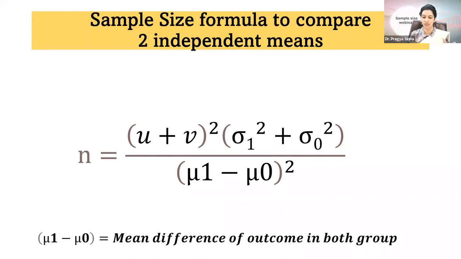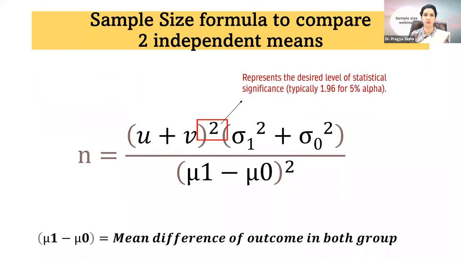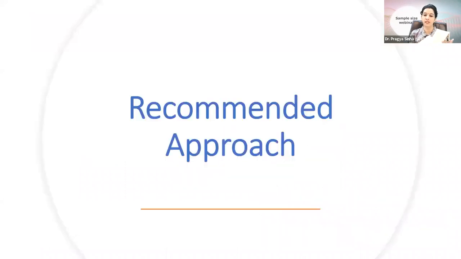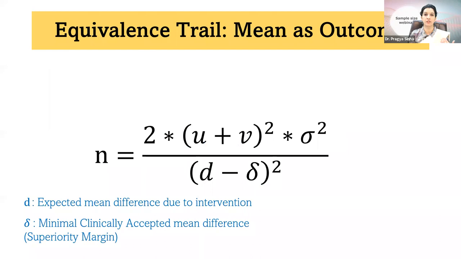Again, we did that for the mean. This U and V, now you know what is this U and V. And this sigma 1 and sigma 0 is the standard deviation in the exposed and in the non-exposed. And this mu1 minus mu0 is the mean difference. But this was for the equality, but for this equivalence trial, mean as an outcome, this is the formula where (u plus v) square multiplied by sigma square, and in the denominator, this is important. That's why the sample size calculation formula is not the same, because here this delta, the margin which you define, that is there in the denominator, and that should be there. So this is important to have.